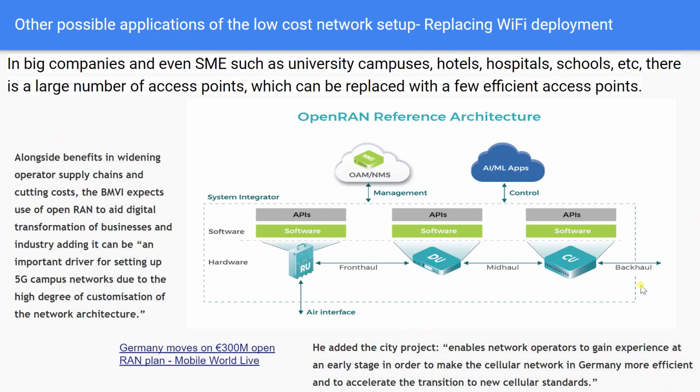private 5G network. The other potential use case is for some big companies and small medium enterprises, such as university campuses, hotels, hospitals, schools. There is a large number of access points in these enterprises, which can be replaced with a few efficient 4G or 5G access points that can provide much better quality of service while reducing the number of footprints and the number of places where you need to install base stations, as well as reducing the cost. You might find out that building a private 4G, 5G network might come at a lower price than a Wi-Fi network while providing better service. So it's a no brainer.